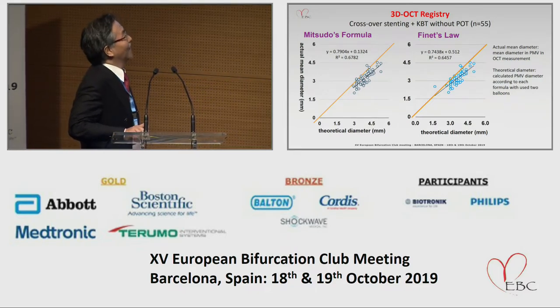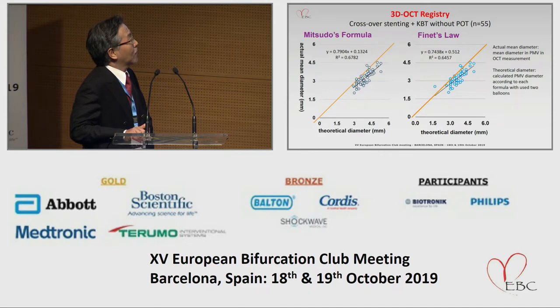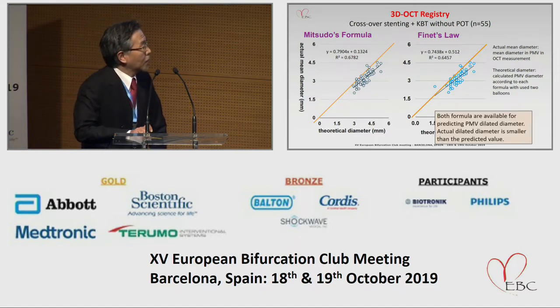And Finet's law, I also investigated whether Finet's law is applicable for this purpose. Here you can see Finet's law also has a positive correlation between them. So both formulas are available for predicting the proximal main cell dilated diameter. However, the actual dilated diameter is smaller than the predicted value in the Mitsudo formula, around 80%.